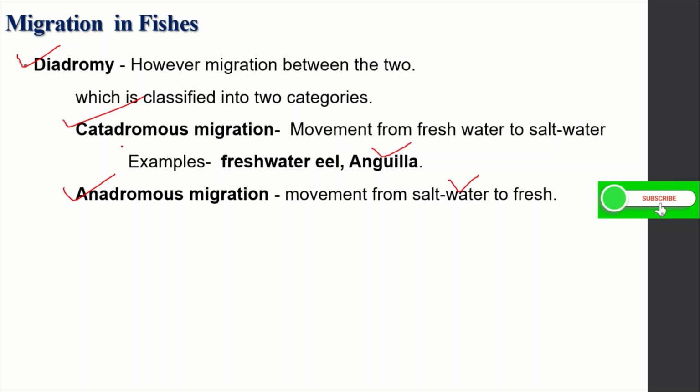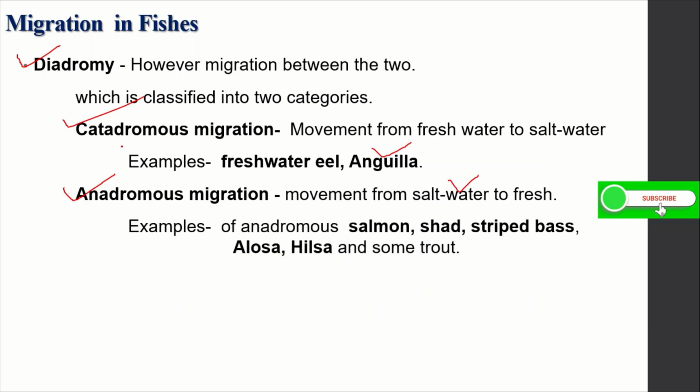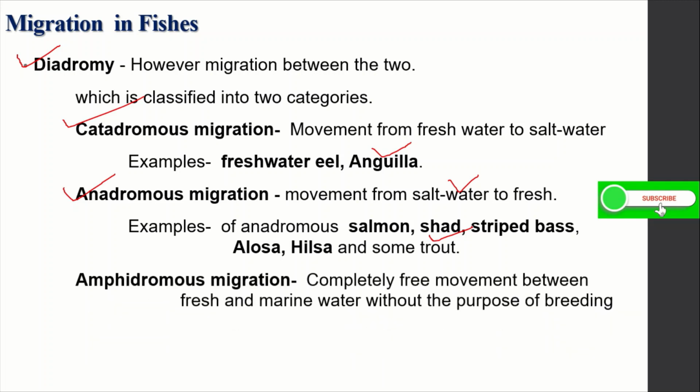Examples of anadromous migration are salmon, striped bass, alosa, hilsa, and some trout. Again, there is another migration type, amphidromous migration. Amphidromous migration is a completely free movement between fresh water and marine water without any purpose.